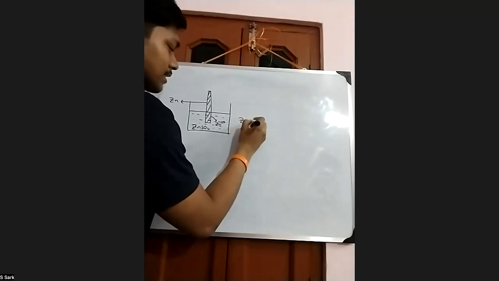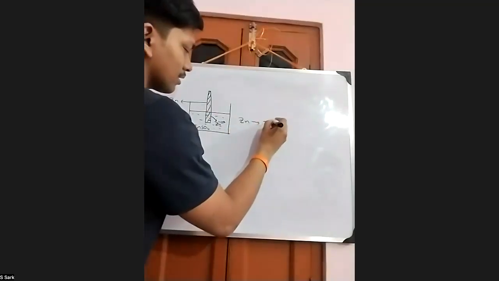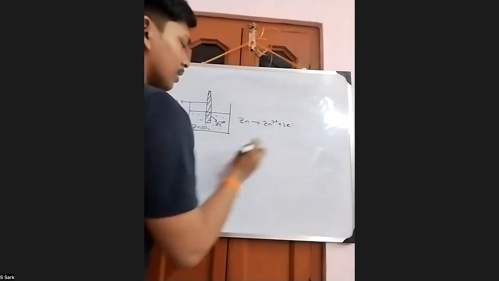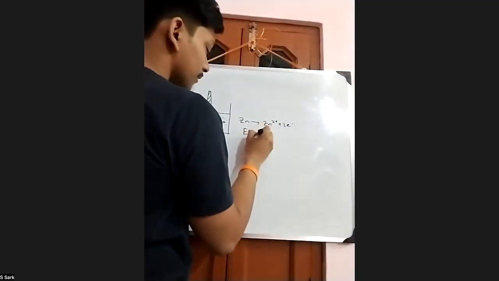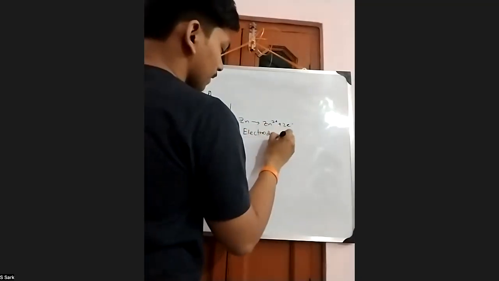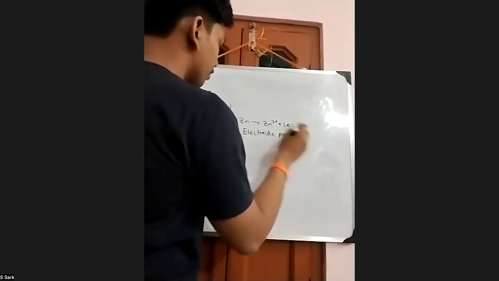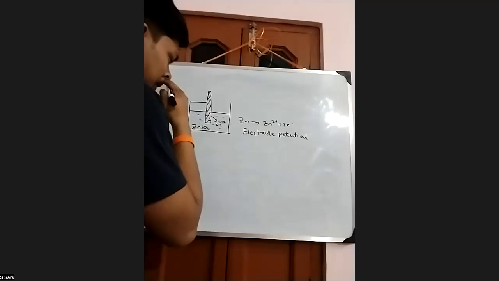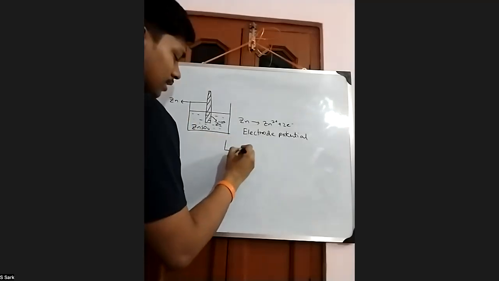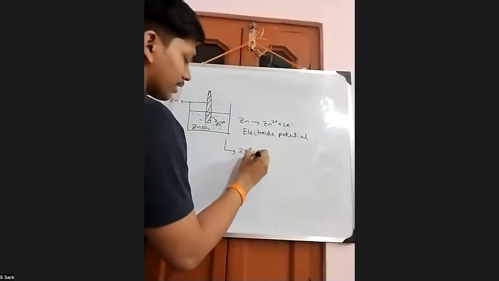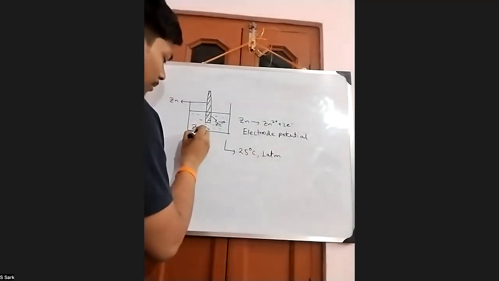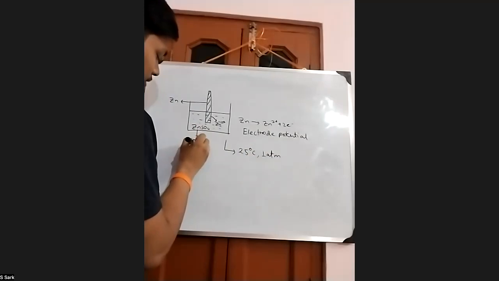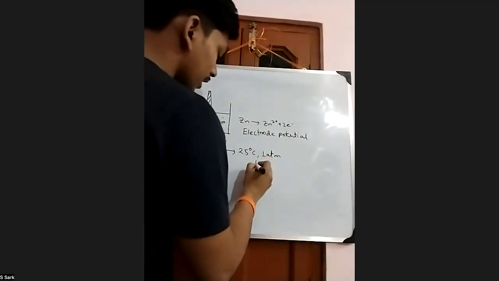So in this case, we will call it the electrode potential. But when we use this at a standard state, like 25 degrees centigrade, 1 atm pressure and 1 molar ZnSO4, then the potential difference will be called the standard reduction potential or standard electrode potential.